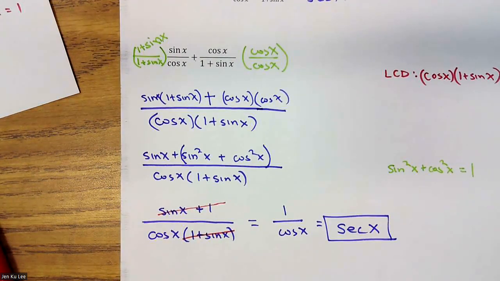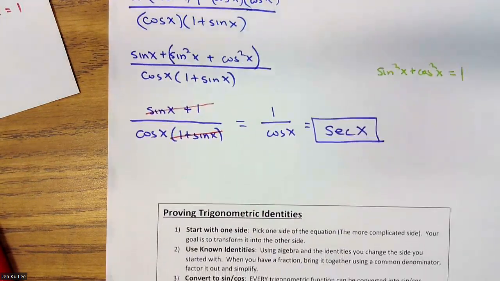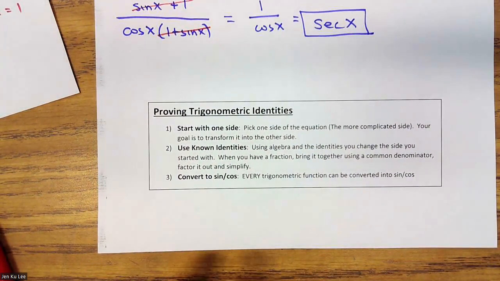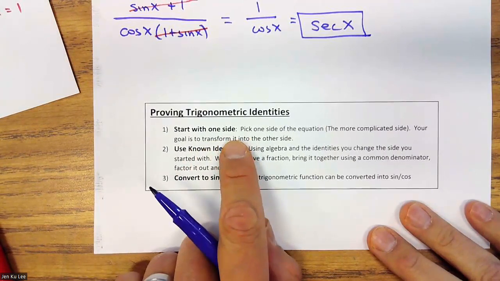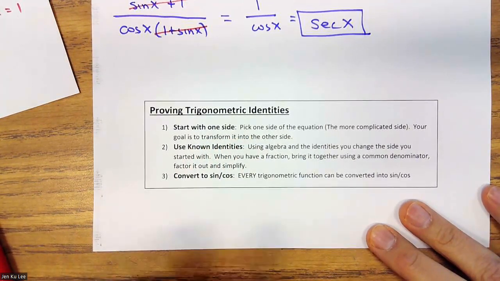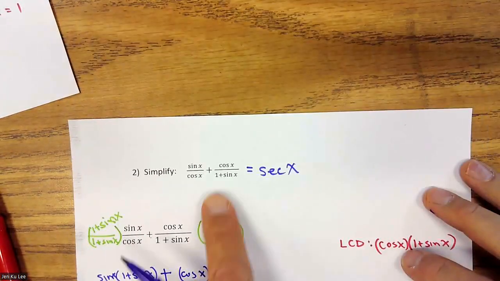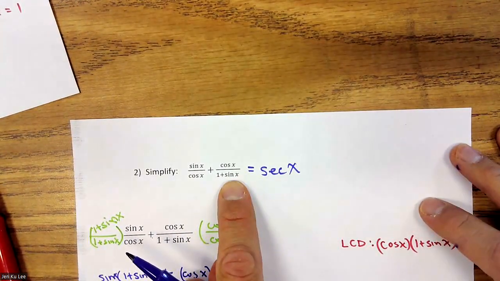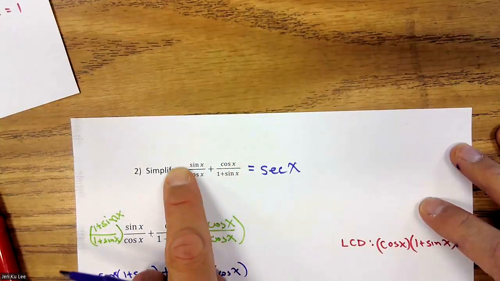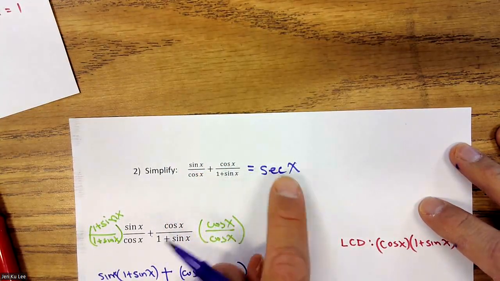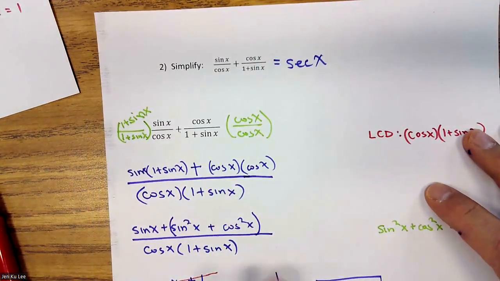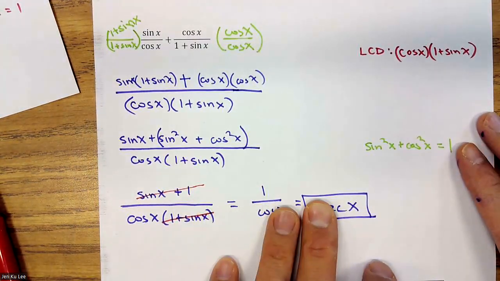All right, so here are some rules that you guys have to kind of follow along with, okay? Proving trigonometric identities, number one is we're going to start off with one side. Okay, we're going to pick one side of the equation, the more complicated side, and your goal is to make it look like the other. Okay, for example, if I had this, going back to number two, right? I would pick one side of the equation, the more complicated side, and then make this guy look like this guy by doing this. This is my proof, right?